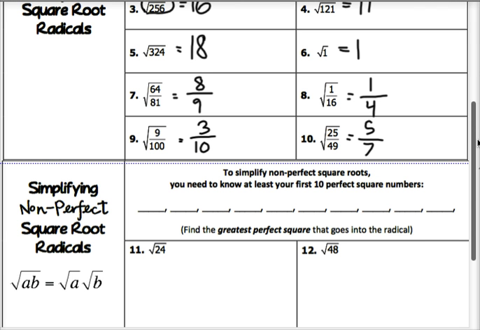Now, these are obviously the very nice cases, because you know from experience, square roots don't always turn out to be nice, don't always turn out to be friendly. Now, we are going to talk about simplifying non-perfect squares. And the first thing you need to know is the first 10 perfect squares. I'm going to need you to memorize this list of numbers.